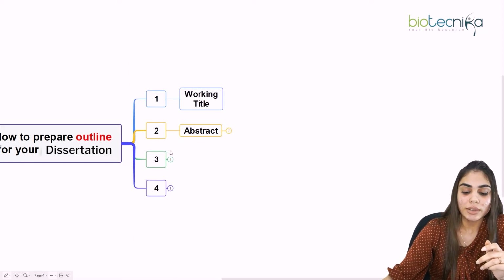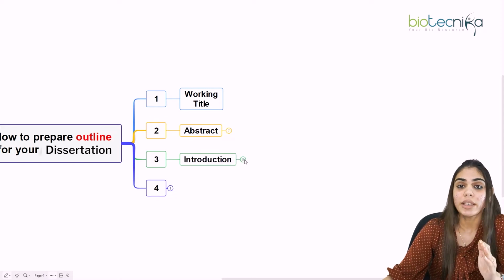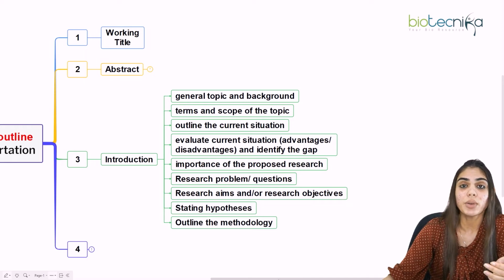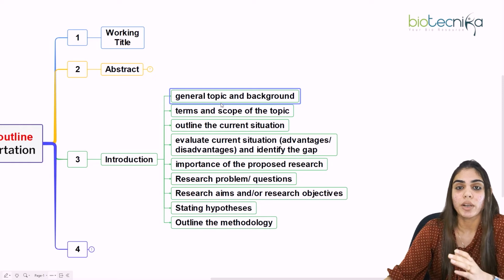Now, coming to the third category that you have to include in your dissertation, that is the introduction. As you can clearly see, in the introduction you have to introduce everything. Let's see what you have to include in your introduction. Very firstly, you have to write about the general topic and background. Suppose you are working on TB, then you will explain about tuberculosis: what it is and how it spreads.